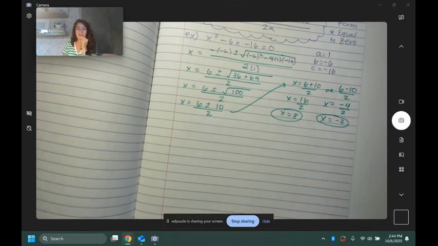So if I couldn't think of those factors that multiply to 16 and add to 6, 8 and 2, this quadratic formula will give me the answer. Now, I'm going to show you an example of a problem that you cannot factor. We're going to do 2 more.